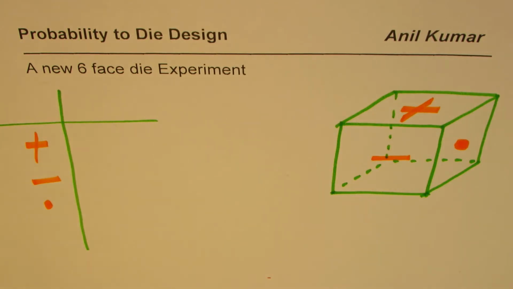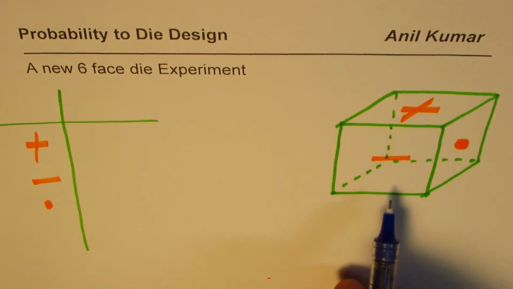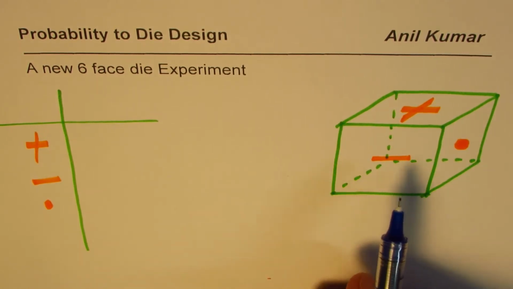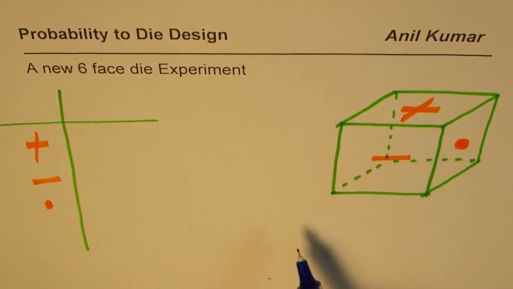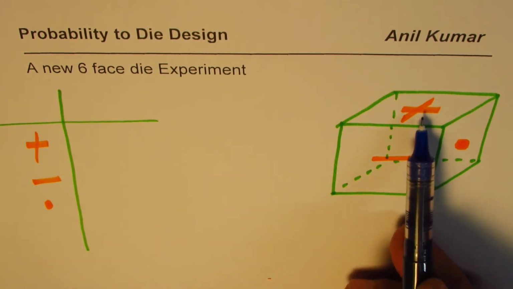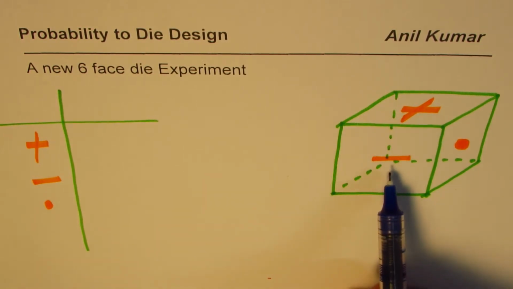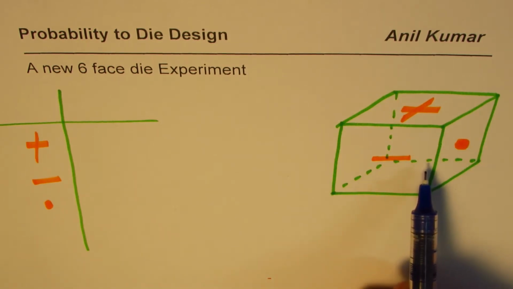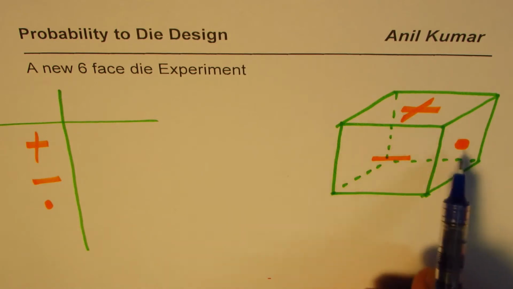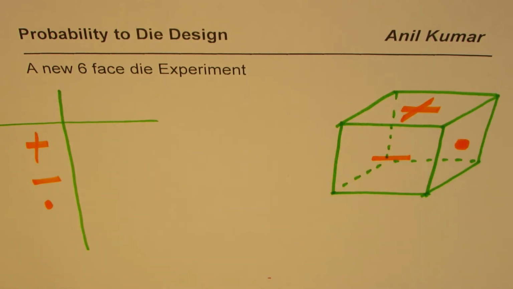We'll look into a design of a die. We have a die here which has 6 faces, and instead of having numbers 1 to 6, it has plus, minus and dot symbols on it. Now we are not sure how many faces have plus, how many faces have minus and how many faces have a dot on it. We know at least one of each is there, as shown here.